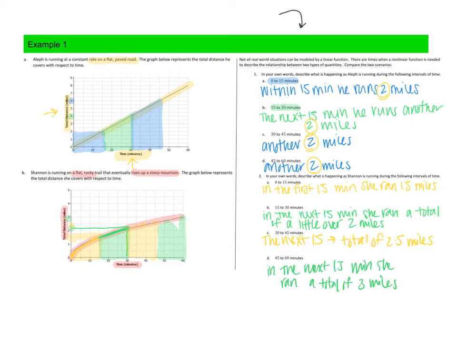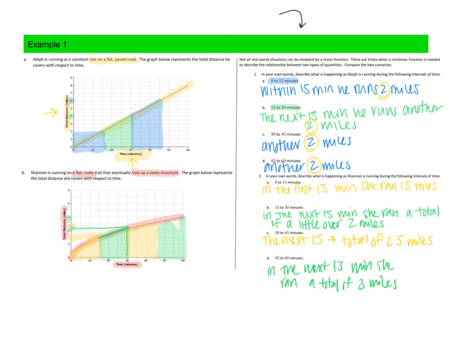So you'll notice that her rate is not linear. And the reason hers is not linear is because she's running up a mountain. She's getting more tired as she goes. It's not like this flat, constant speed. When you're running up a hill, it's harder and you're going to go slower.